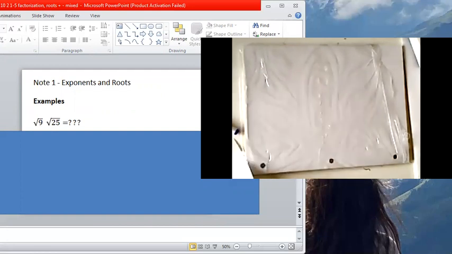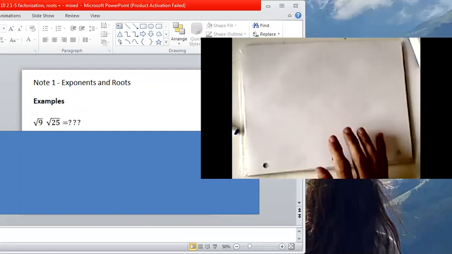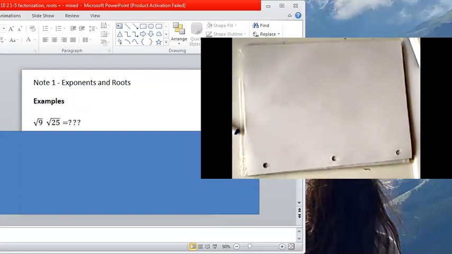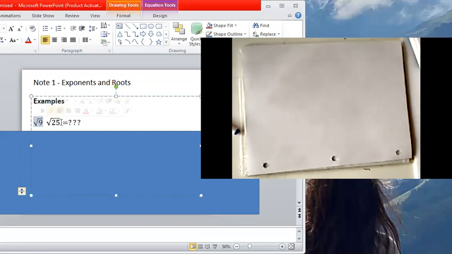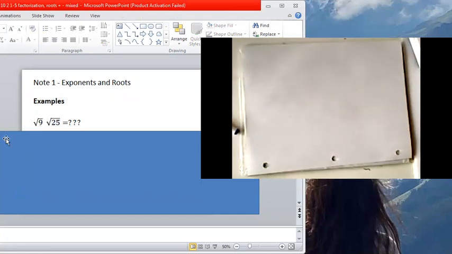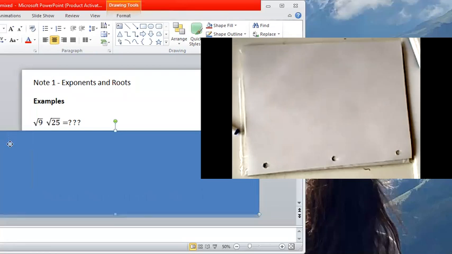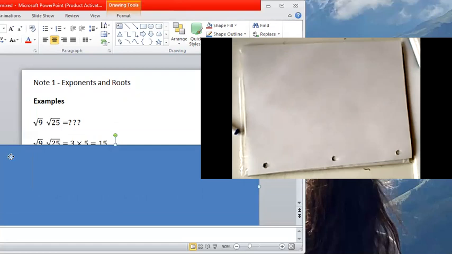Okay, so what do we have here? Square root of 9 times square root of 25. Hopefully you know the square root of 9 is 3. The square root of 25 is 5. So effectively you have a 3 times a 5, which gives an answer of 15. Okay, so let's check it out. Now, I know for a fact that this is written differently, just to show you what the properties of these square root things are.